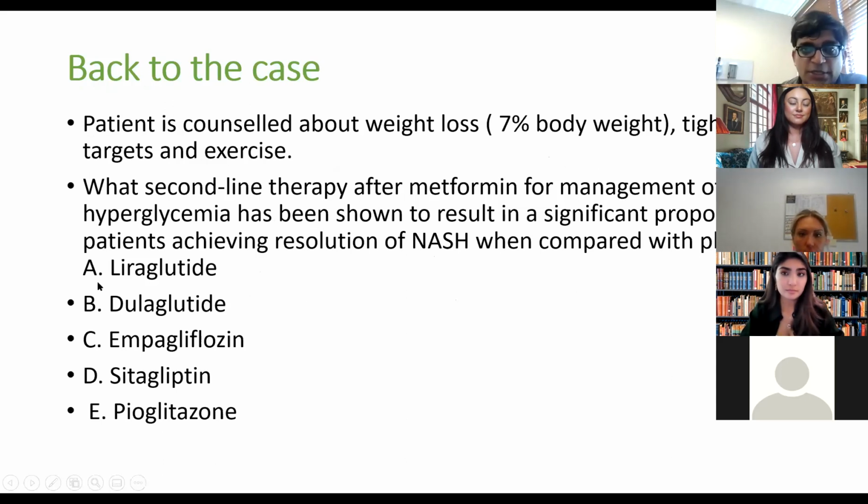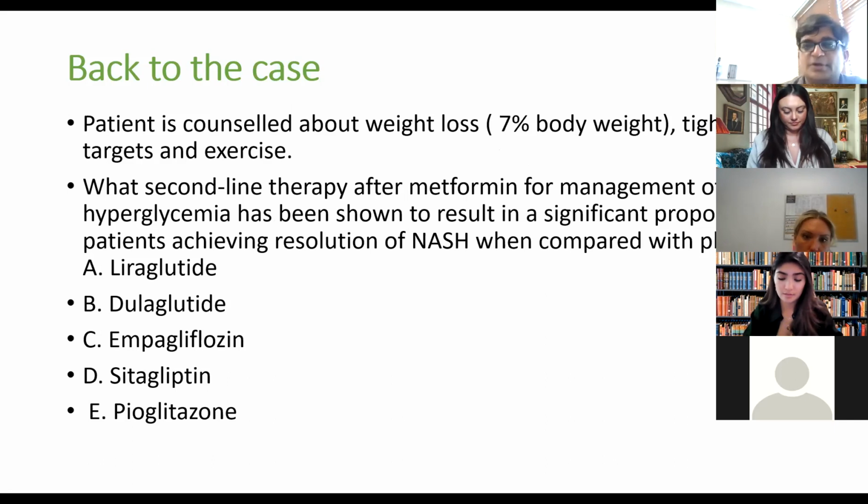So go back to the case. If you remember, obese with a BMI of 35, with right upper quadrant pain, with some NASH. The ALT was high and the AST they were both normal, but the ALT was higher than AST. So when you're talking to this patient, we discussed weight loss. We set up a target that, look, this is how much you need to lose.